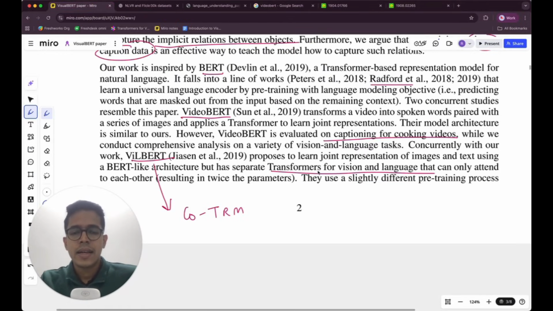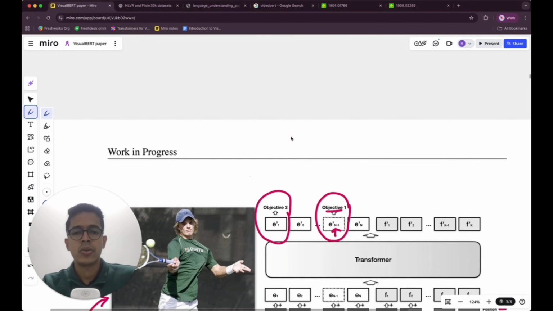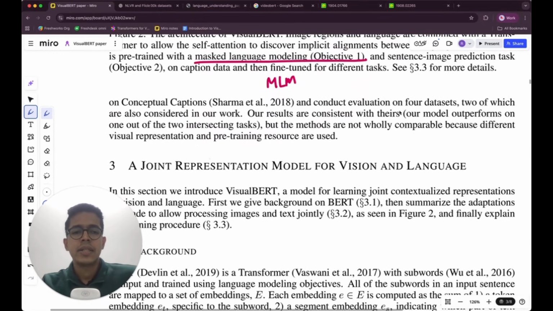But they are saying it has a downside: the streams can only attend to each other, resulting in twice the parameters, because you need one separate transformer for the image stream and one separate for the text stream. That's why twice the number of parameters. They use a slightly different pre-training process on Conceptual Captions and conduct evaluation on 4 datasets, 2 of which are also considered in our work.